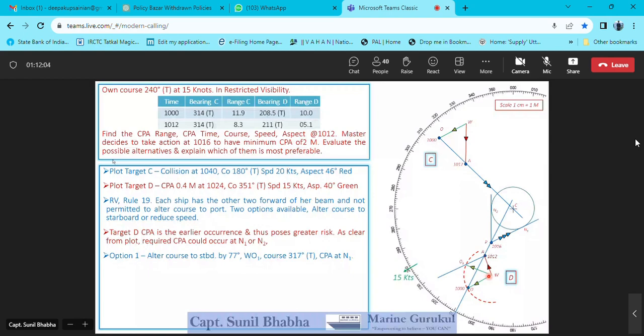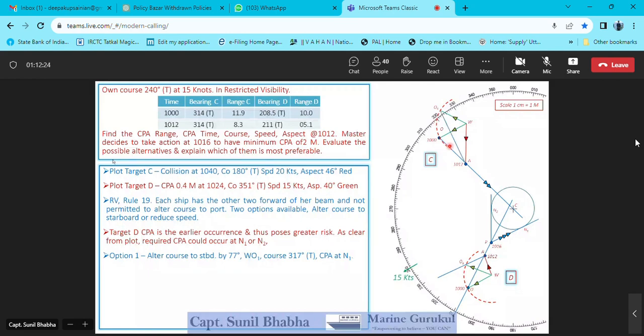So the length of WO1 is exactly the same as WO. There is no change in our speed, so this is indicated by this arc also here. Now we join Oscar 1 to Alpha. This will be our new relative line of approach.